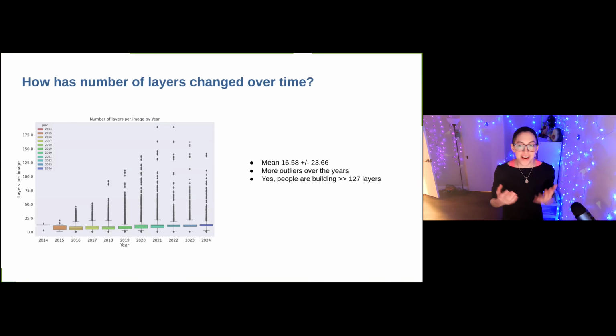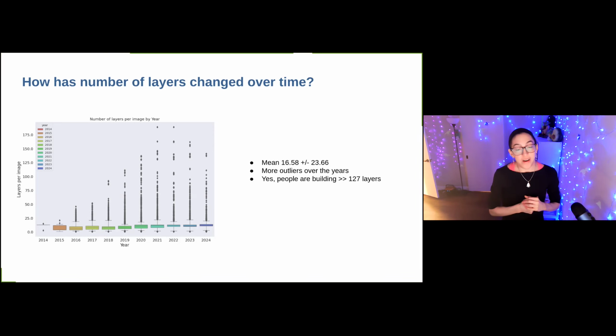Okay, so how has the number of layers changed over time? This is a really contentious topic in the sense that some people might tell you, yes, you want to have fewer, more dense, compact layers that are larger versus many, many tiny layers. And so first we can just look at the data. Again, the mean here from 2014 up to last year was 16.58 plus or minus 23.66. Again, quite a bit of variation there.